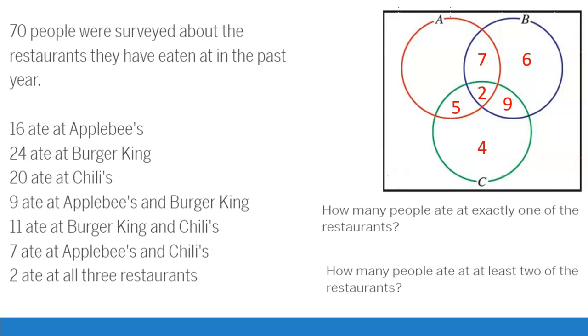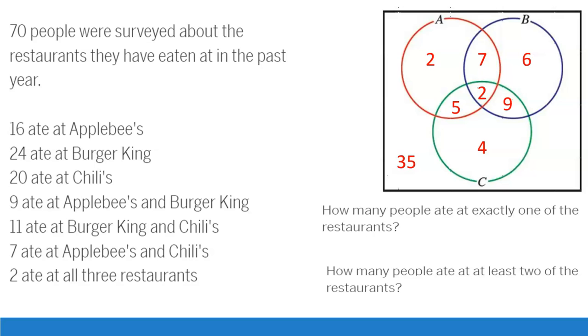16 ate at Applebee's, so in the entire A circle, there have to be 16. We already have 7 plus 2 plus 5, which is 14 in the A circle, so we need another 2. And then finally, in the entire Venn diagram, we have to have 70, because 70 people were surveyed. If we add together the 2, the 7, the 6, the 5, the 2, the 9, and the 4, we get 35, which means there's another 35 people that didn't eat at any of the restaurants.